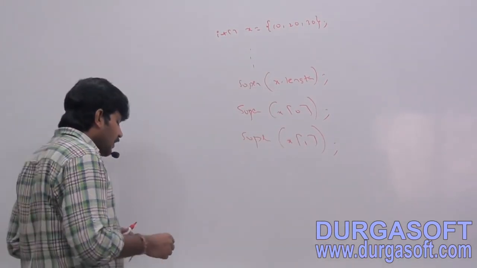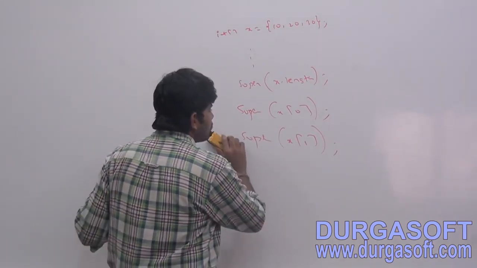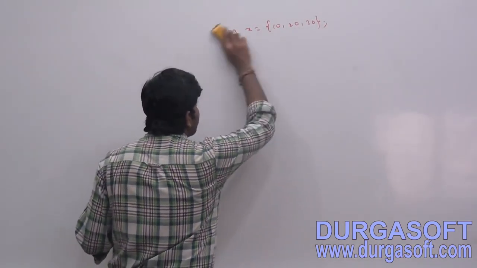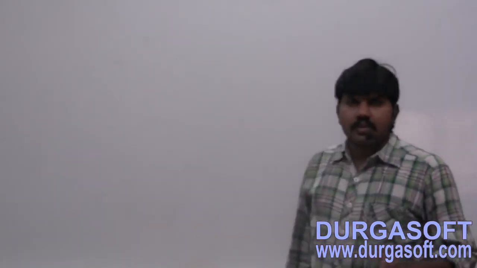Sometimes we can declare an array without a name. Such nameless arrays are called anonymous arrays.